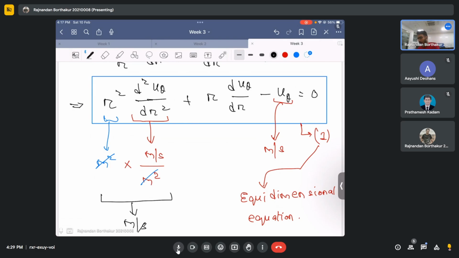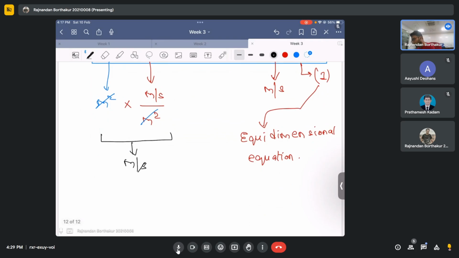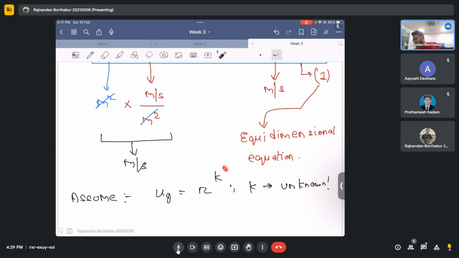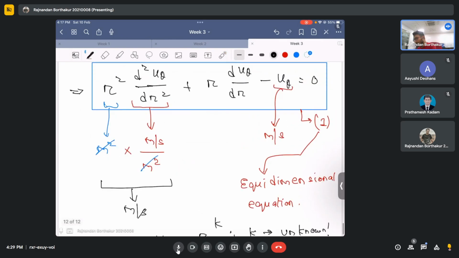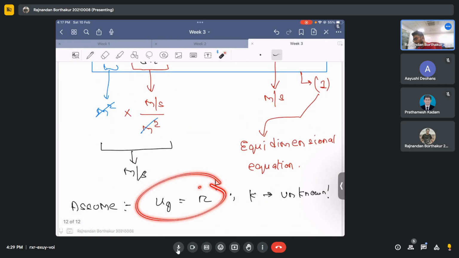So I'll give you the idea. Let's try to solve this equation 1. For this we'll assume u theta is of the form r power k, where k is unknown to us, and we will actually solve for this k. We can do this because this equation is equidimensional in nature. That's why we can assume u theta to be of this certain form. Now what we'll do is substitute this in equation 1.